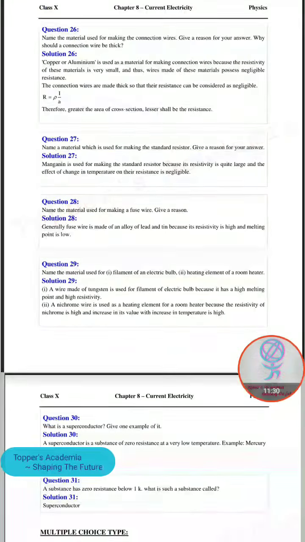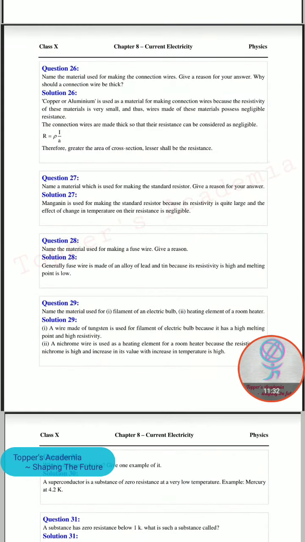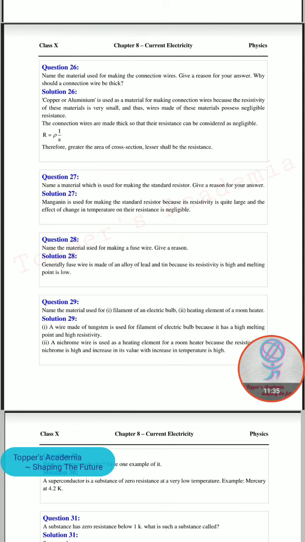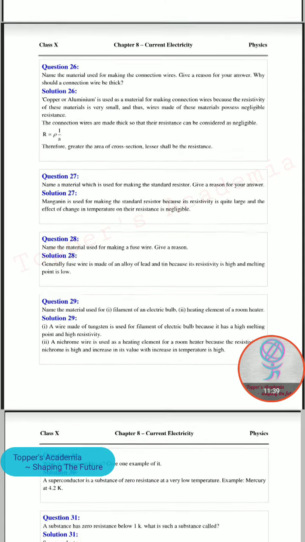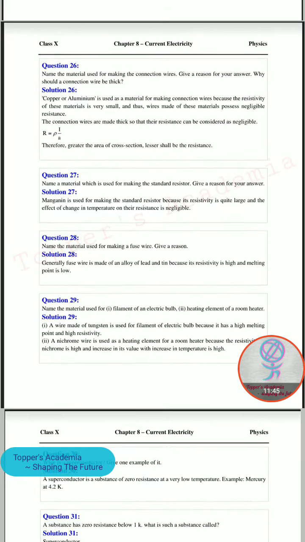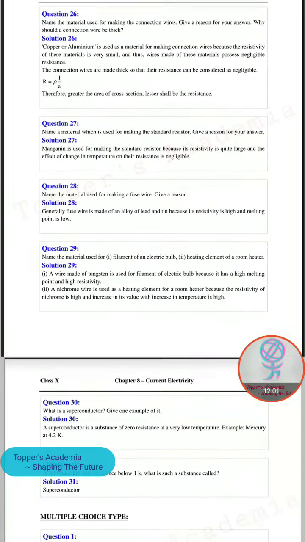26. Name the material used for making the connection wires. Give a reason for your answer. Why should a connection wire be thick? Copper or aluminum is used as a material for making connection wire because the resistivity of this material is very small, and thus wires of this material possess negligible resistance. The connection wires are made thick so that their resistance can be considered negligible, since R is equal to rho L by A. Therefore, the greater the area of cross section, the lesser shall be the resistance.